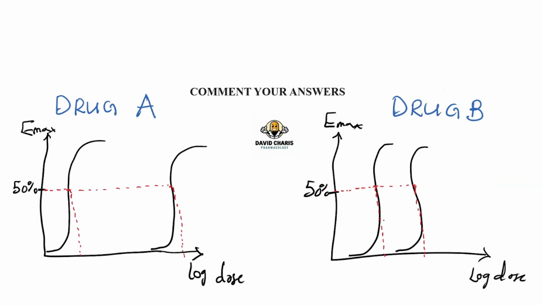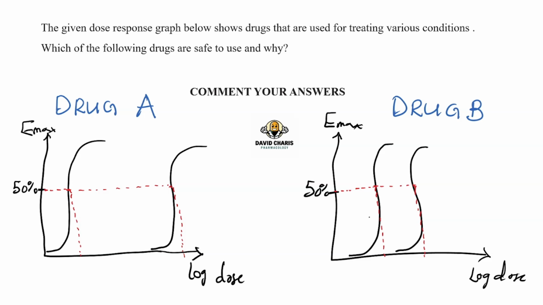Now, I want you to do this question by yourself. The given dose response graph below shows drugs that are used for treating various conditions. Which of the following drugs are safe to use and why? So observe this particular graph and comment your answer. Which of these following drugs are safe to use and why do you think they are safe to use?